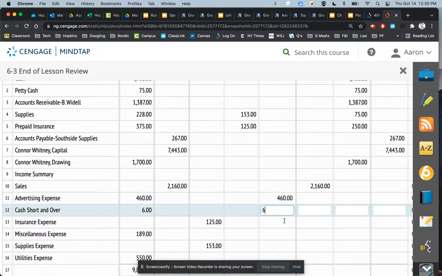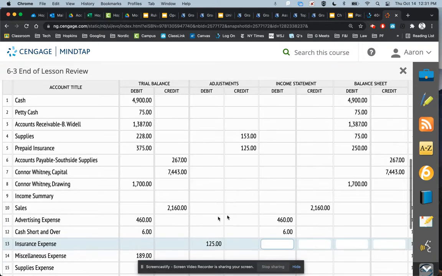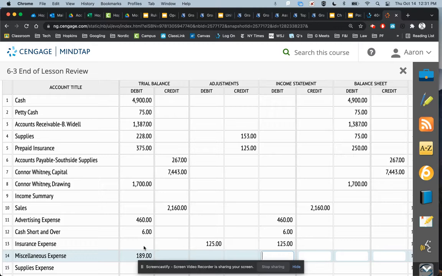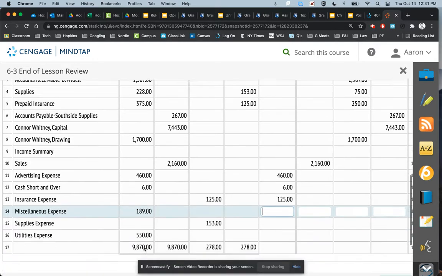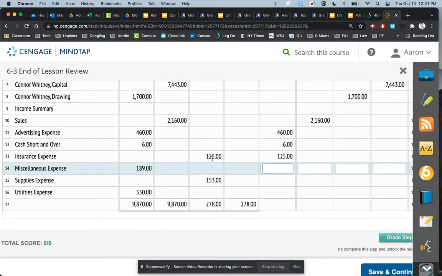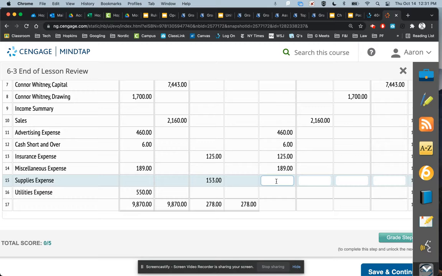Six hundred here, insurance expense. Even though it's over here, be careful. It's not in a credit column. It is still in a debit column for 125. Even though it looks like it's not in line with these other ones, it still very much is a debit. Miscellaneous expense, debit 189. Supplies expense, debit 153. Utilities expense, debit for 550.